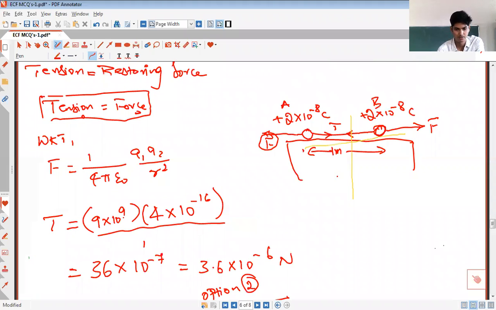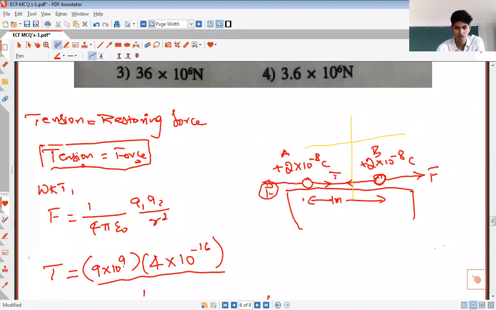Is this clear? Is this problem clear? Tension in the string is nothing but the force. Tension ಹೇಳಿದ್ರೆ ಆ ಎರಡು charged particles ಮಧ್ಯ force calculate ಮಾಡಿ. The force will be exactly equal to the tension in the string. Is this clear? Doubt ada enadru inna?